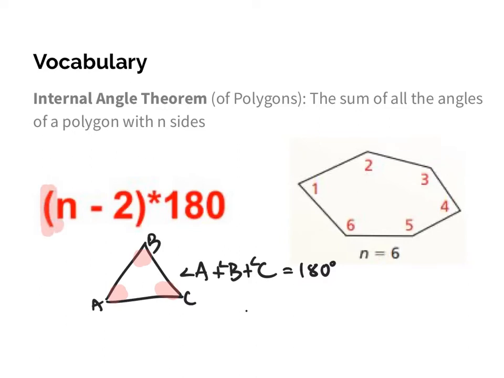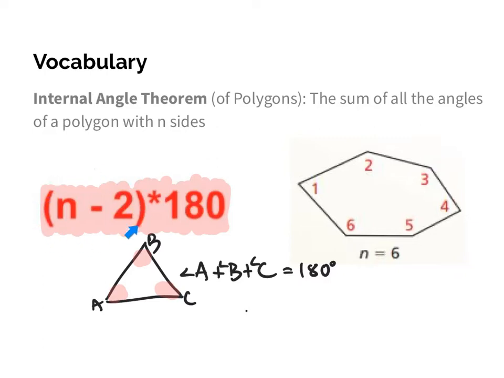This is called the internal angle theorem: the sum of all the angles inside of a polygon is related to the number of sides within that polygon. For example, if I have 3 sides, it should add up to 180 degrees. If I have 4 sides, it should add up to 360 degrees, and so on. So here's the relationship: n minus 2 times 180. Now n is going to represent the number of sides.